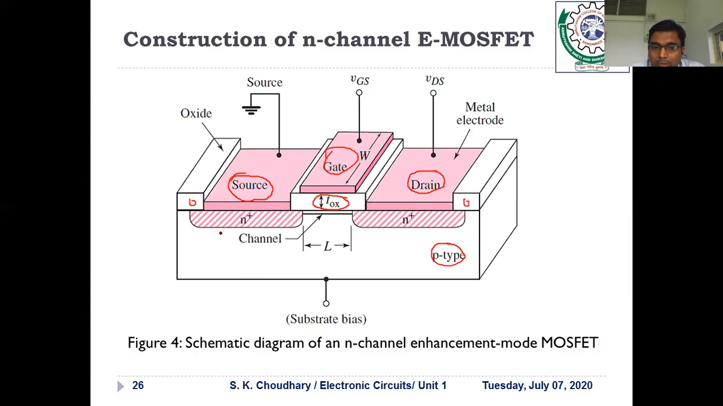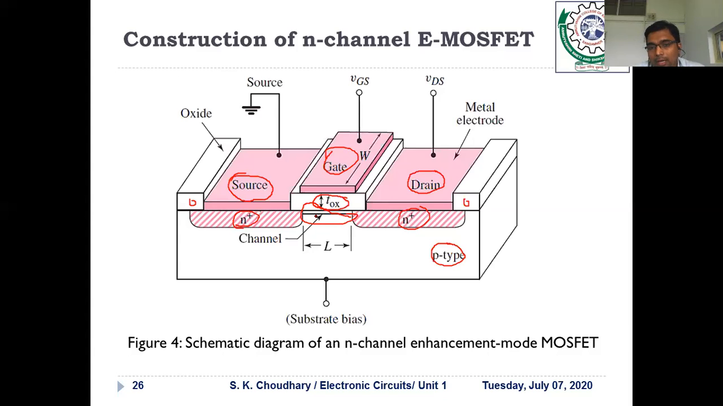So where the channel would be formed, you can see here. These are the two N plus regions, heavily doped N material. Both are diffused to make the source and drain regions. So the distance between the source and drain is called the channel length, because a channel would be formed in between this area.